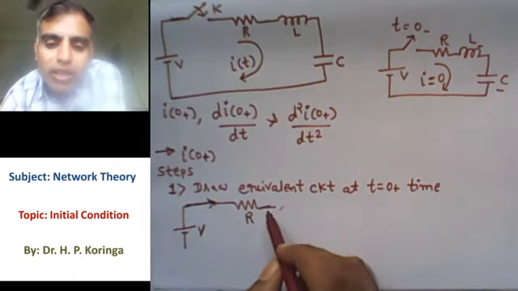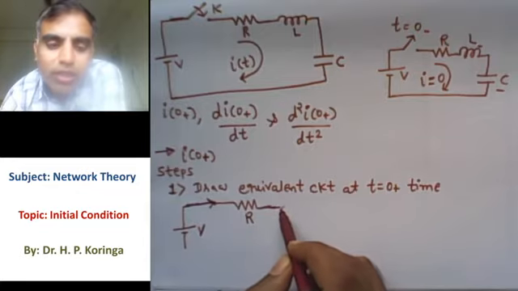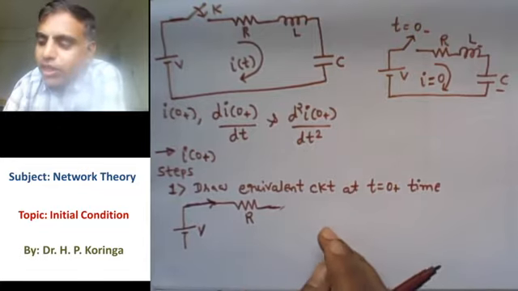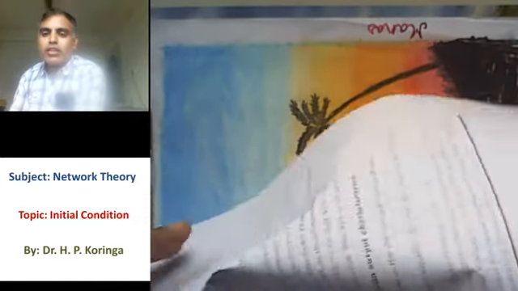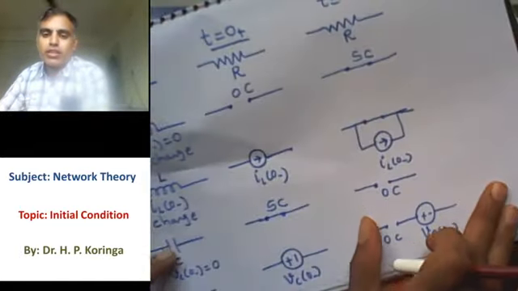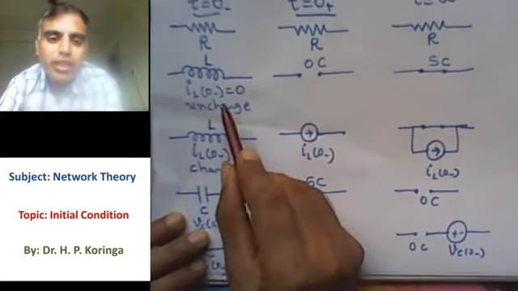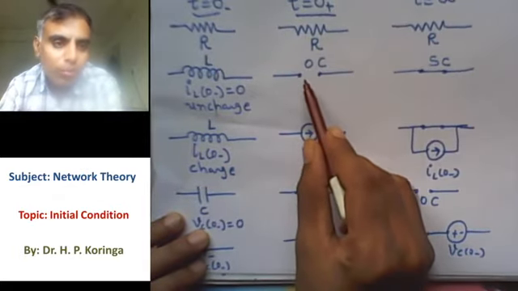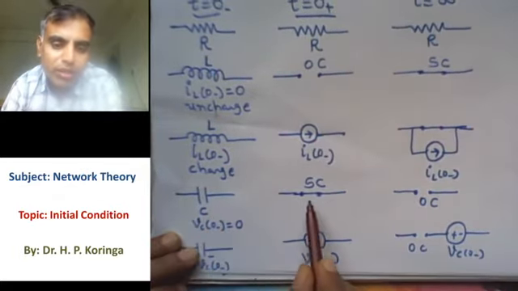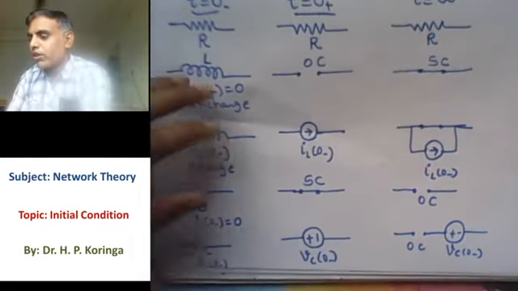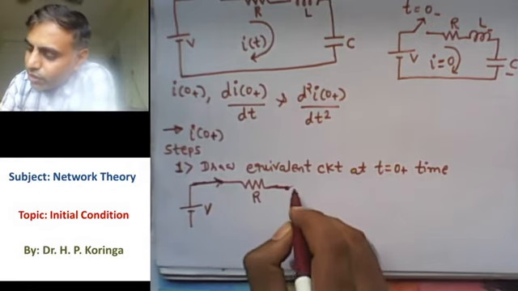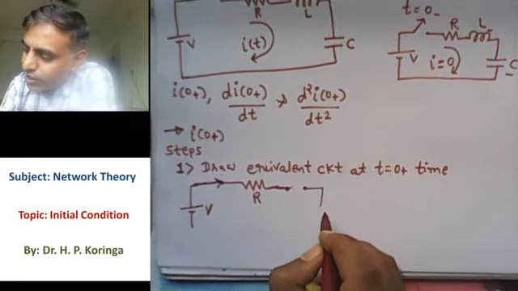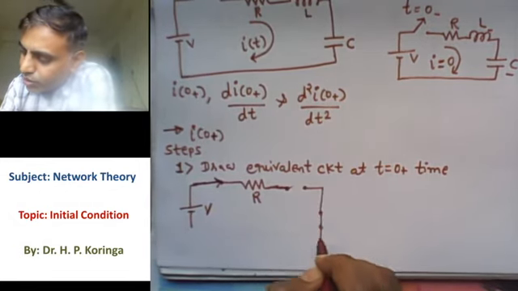So what is the equivalent circuit of an uncharged inductor at 0 plus? Let's see. An uncharged inductor is replaced with an open circuit, and an uncharged capacitor is replaced with a short circuit. So let's replace the uncharged inductor with an open circuit and the uncharged capacitor with a short circuit.